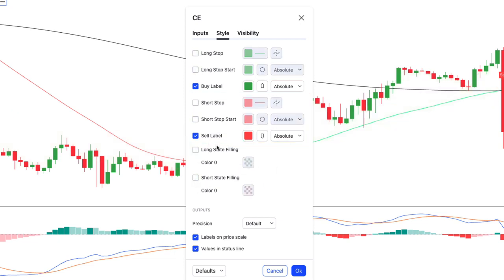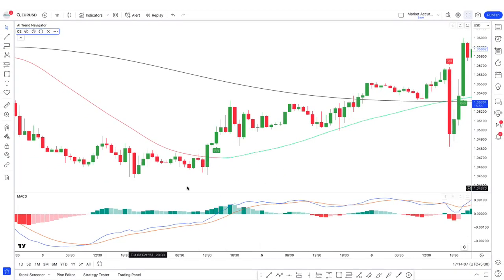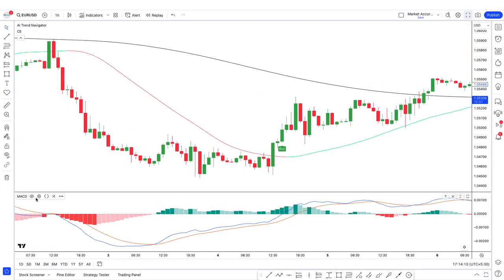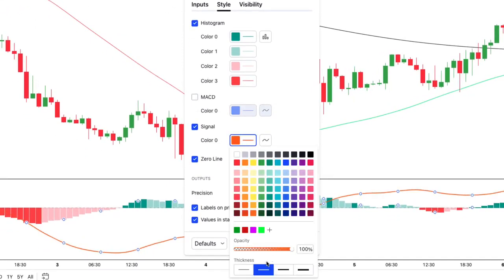Next, we're going to modify the label location. Set the Buy label to below bar and the Sell label to above bar. Once done, confirm your changes by clicking OK. For the MACD indicator, double-click on it to access the settings. In the Style tab, deselect the MACD line option, and the histogram, then click OK.